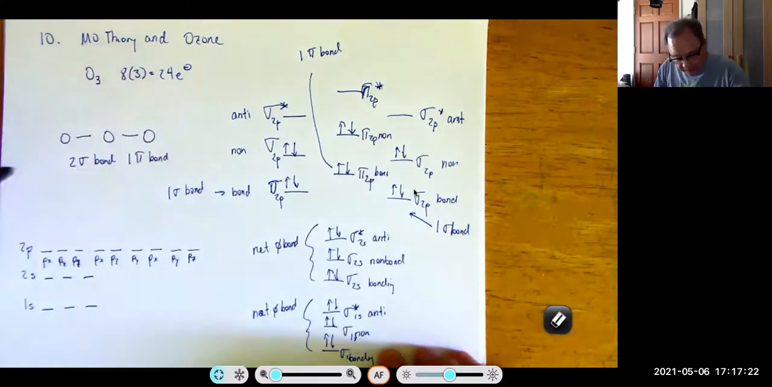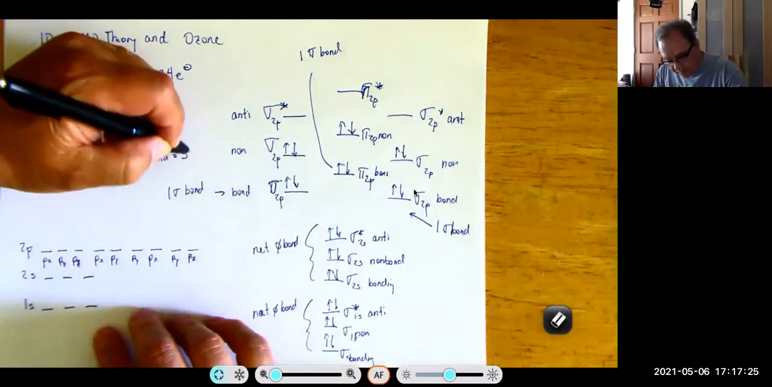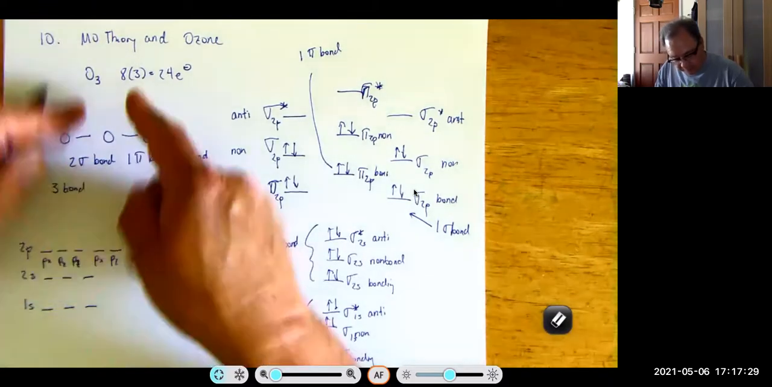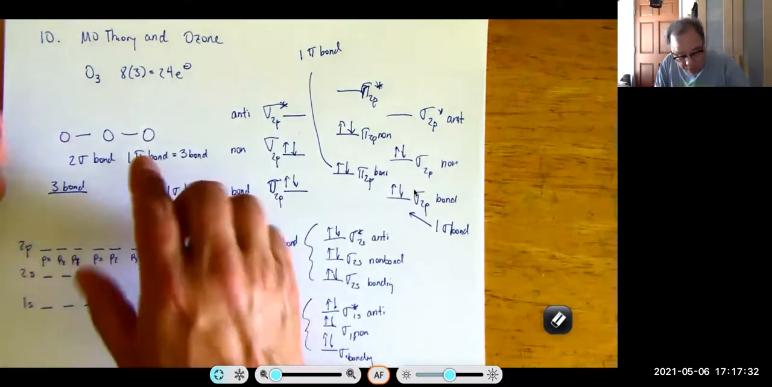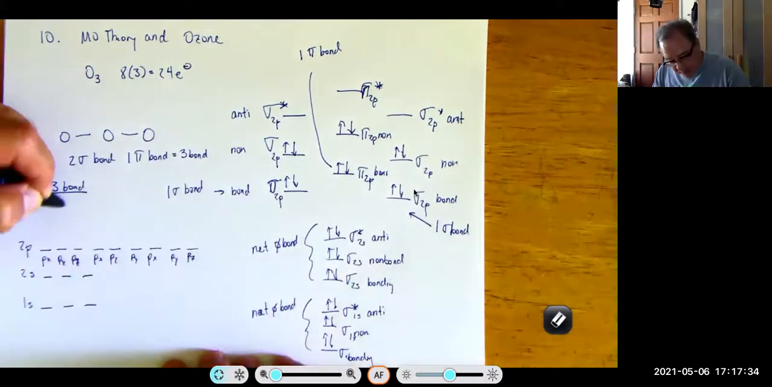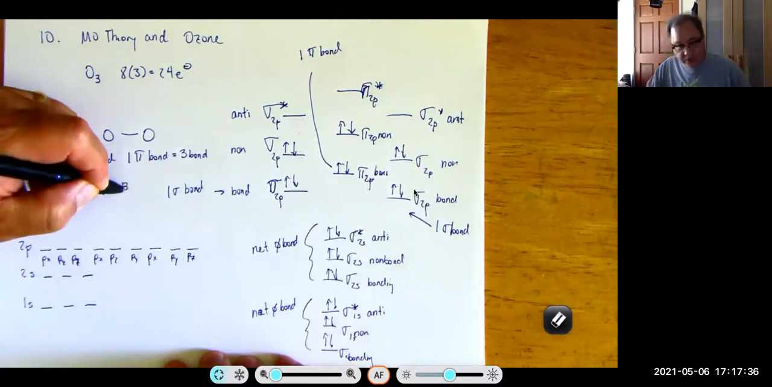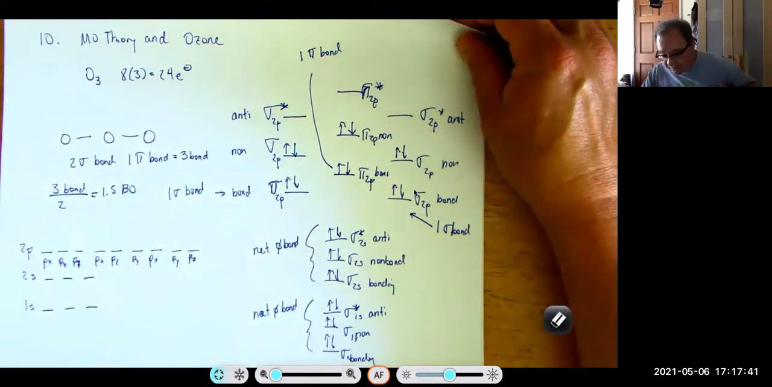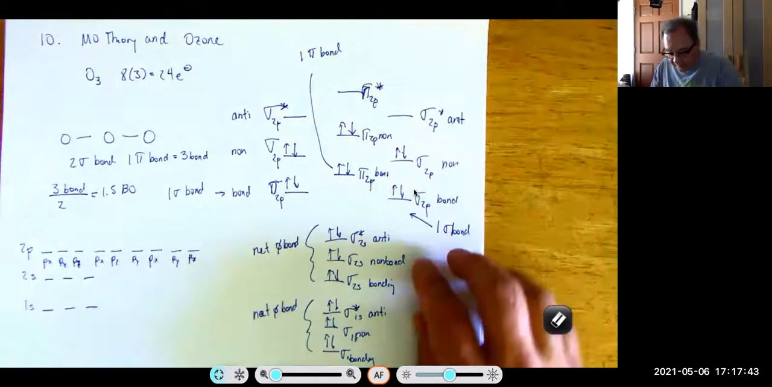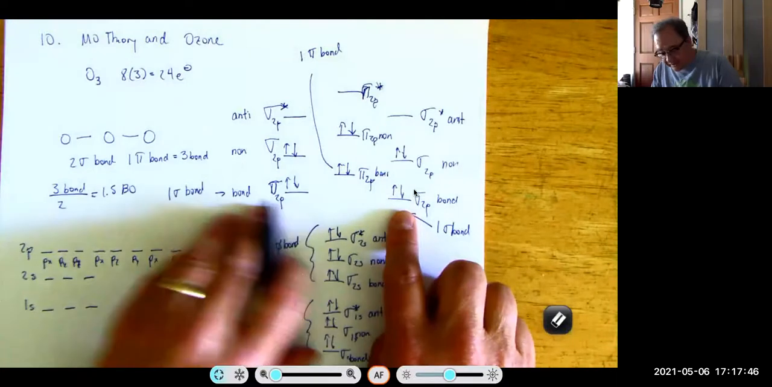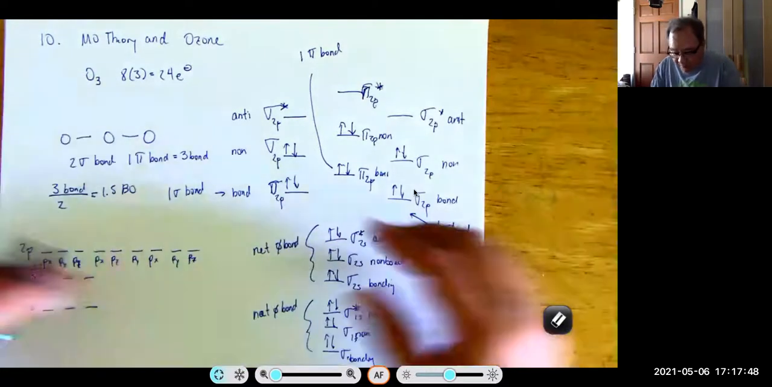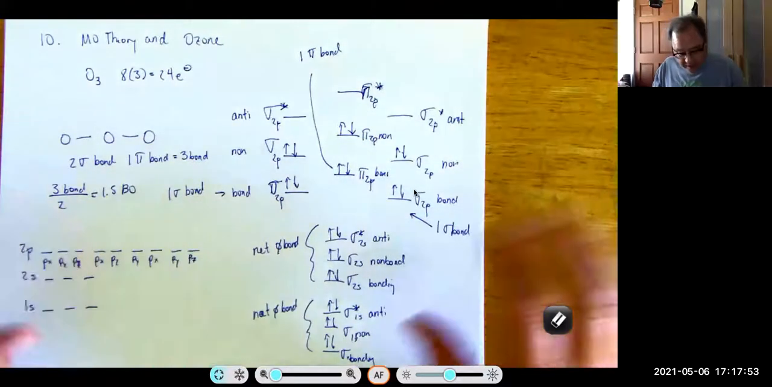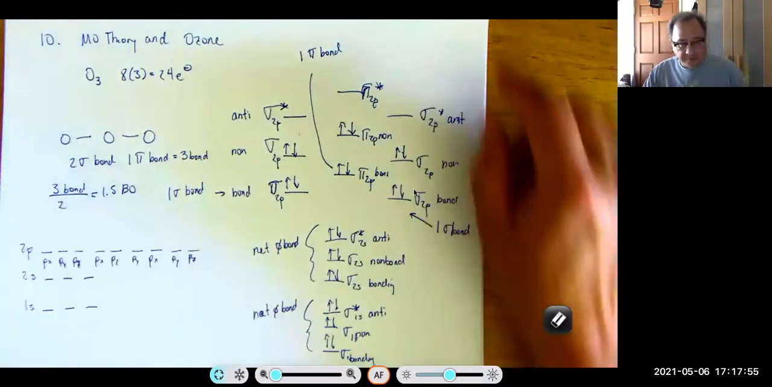So if you take a look at that, that's 3 bonds total, and then 3 bonds divided by 2 sets, and you get a 1.5 bond order. So that may be one way to look at how this works. It may be that instead we could just turn these all into sigmas and blow off the pi's, or turn these all into pi's and blow off the sigmas altogether. And you're still going to end up with a 1.5 bond order.